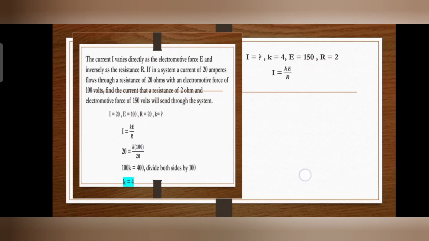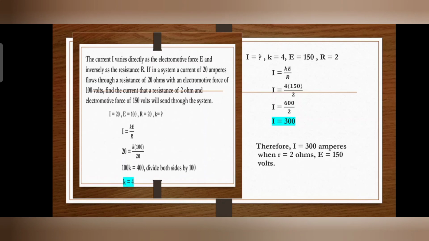Same equation. I is equal to K times E divided by R. Substitute lang the values of K, E, and R. So, copy lang I is equal to K natin is 4 times E is 150. So, 4 times 150, then R is equal to 2. So, 4 times 150 divided by 2. 4 times 150 is 600 divided by 2. Therefore, yung I natin is equal to 300. Therefore, I is equal to 300 amperes when R is equal to 2 ohms, E is equal to 150 volts.